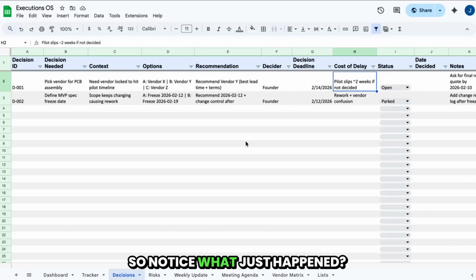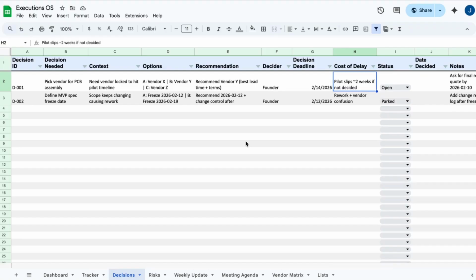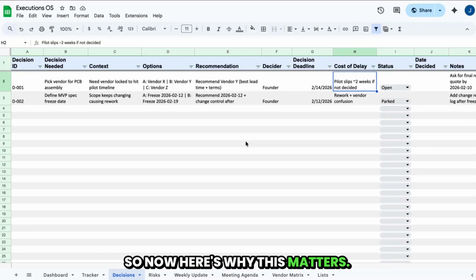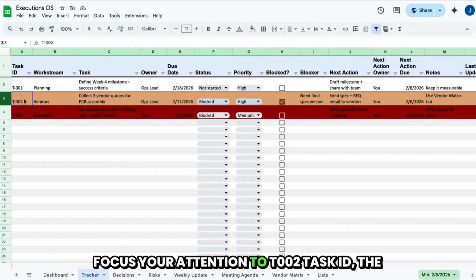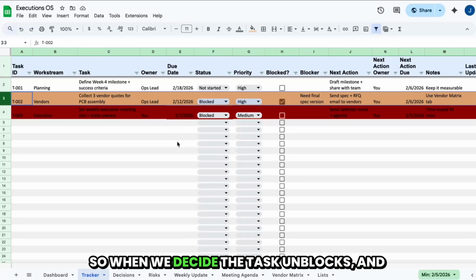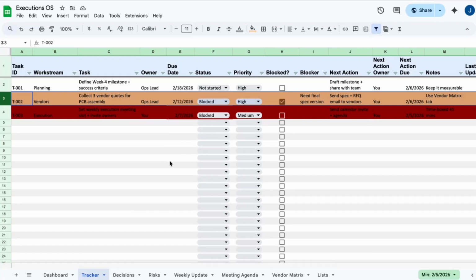So notice what just happened? We went from "we're talking to vendors" to "we'll decide by Saturday." Now here's why this matters. If we go to the tracker tab, and if you focus your attention on the T002 task ID, the one that I've highlighted, this task is blocked because of that vendor decision. So when we decide, the task unblocks and execution moves forward.